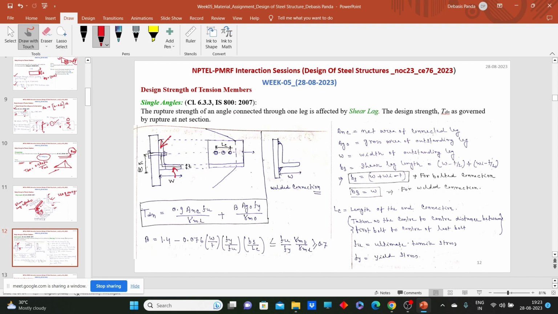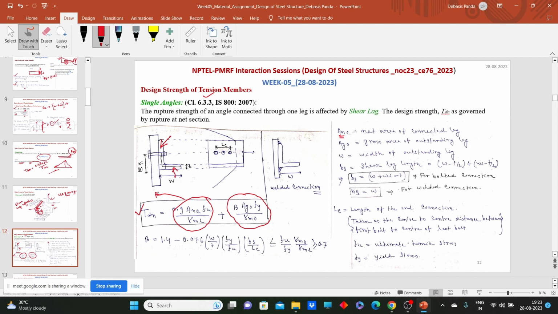So for the angle section, our code clause 6.3.3 says the design tensile strength due to rupture of critical section will be 0.9 Anc Fu by gamma m1 plus beta into Ago Fy by gamma m0. Now look at this equation very carefully. What is Anc? In the last class we learned what Anc is. This is nothing but the net area of the connected leg.